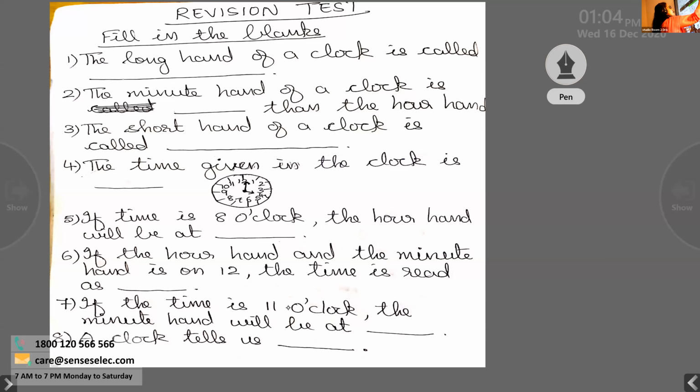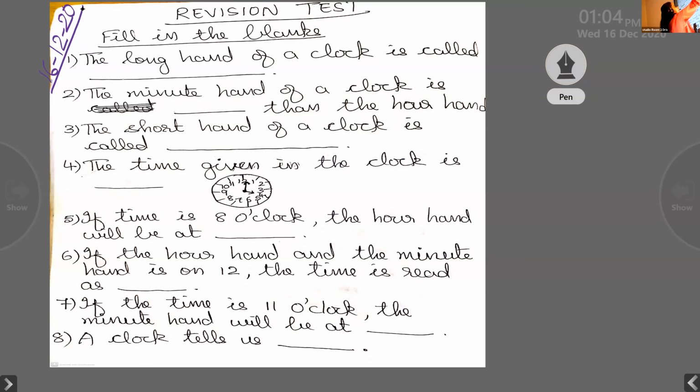So before starting, you write over here 16, 12, 20, today's date. And on the other side, write 8. Your marks can be written afterwards. This much has to be done. After that, you can start writing. I will read the questions for you.